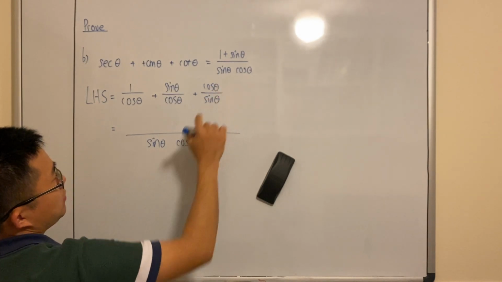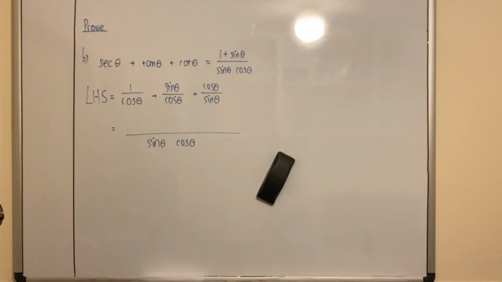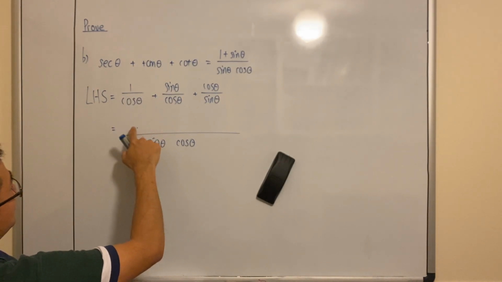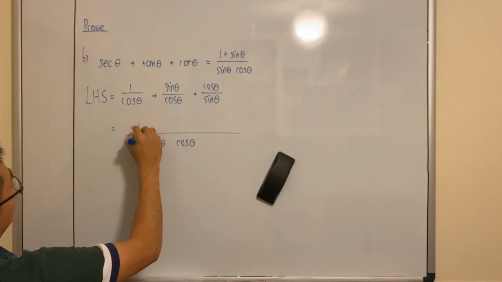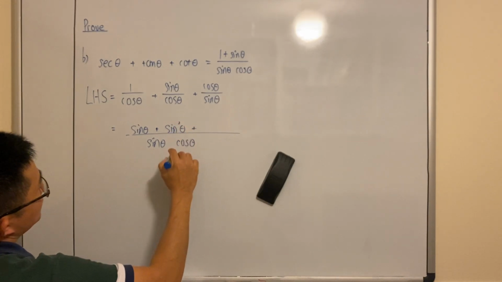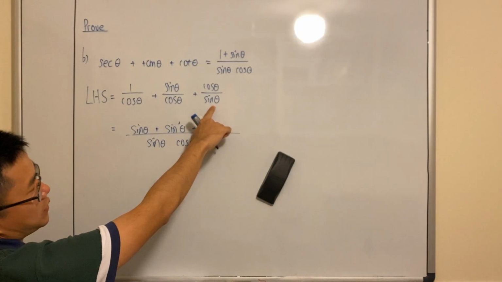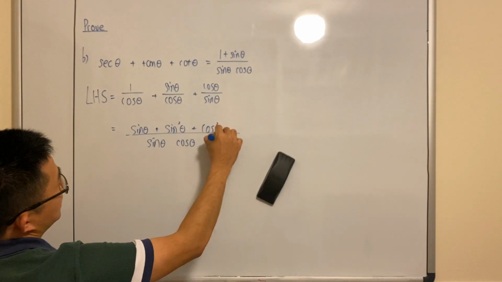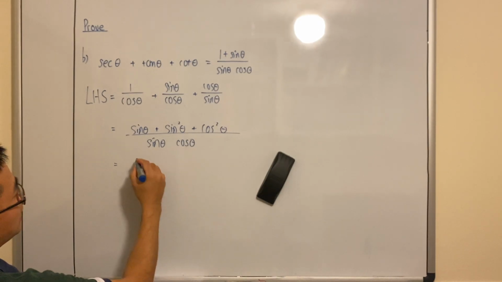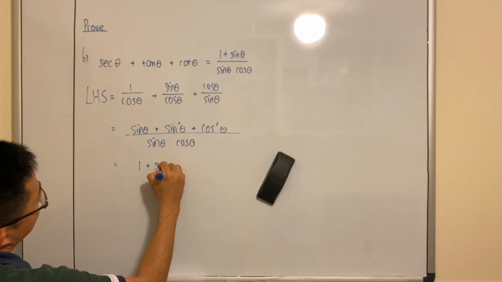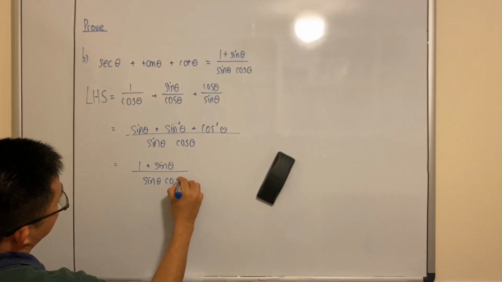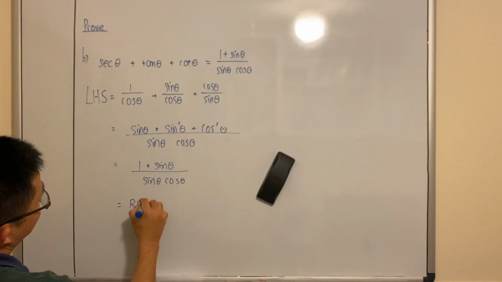Which now you can see it's on the right hand side. You've got sine theta, cos theta. So we're quite close to the answer now. Alright, so 1 times sine theta, plus, we need sine theta again, so sine squared theta, plus we need to times this term by cos theta, so that becomes cos squared theta. And I hope you realize that sine squared plus cos squared is equal to 1, so therefore that gives us 1 plus sine theta over sine theta cos theta, which is equal to the right hand side.